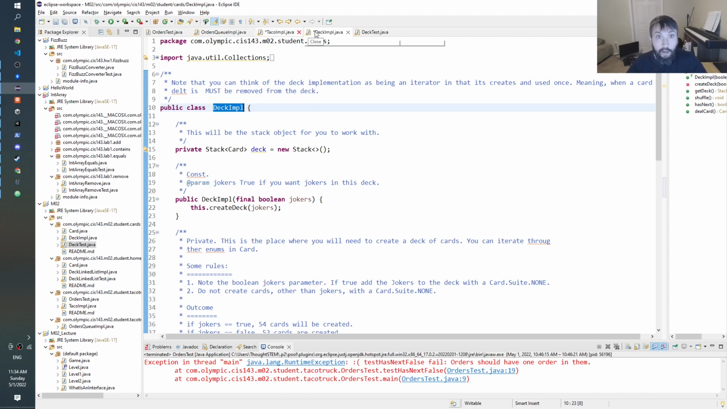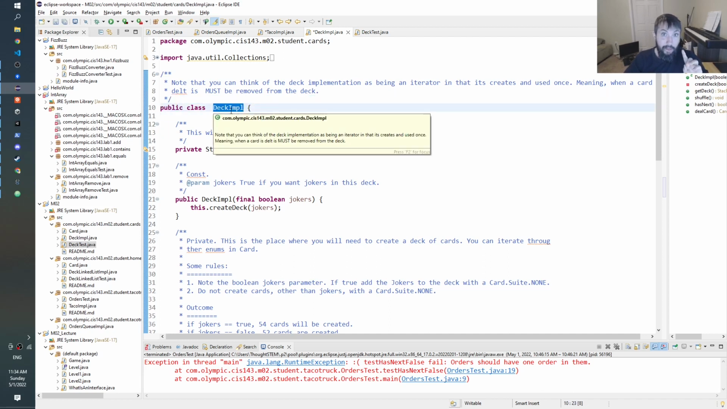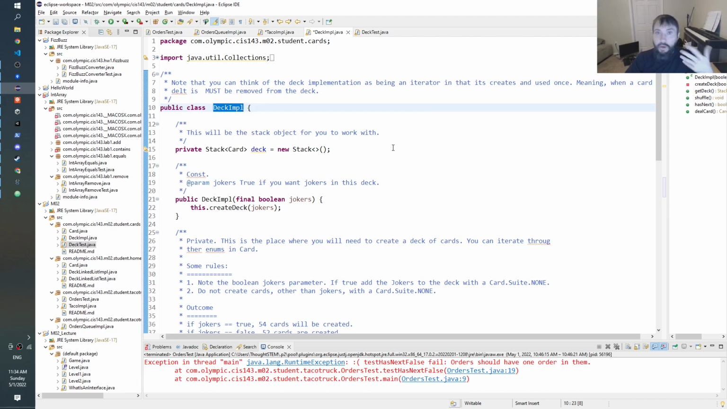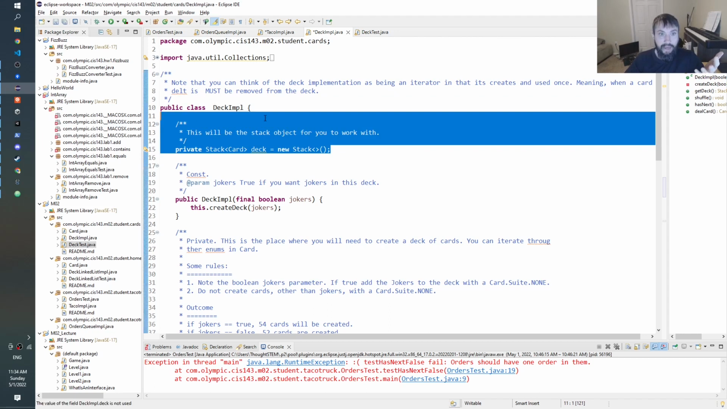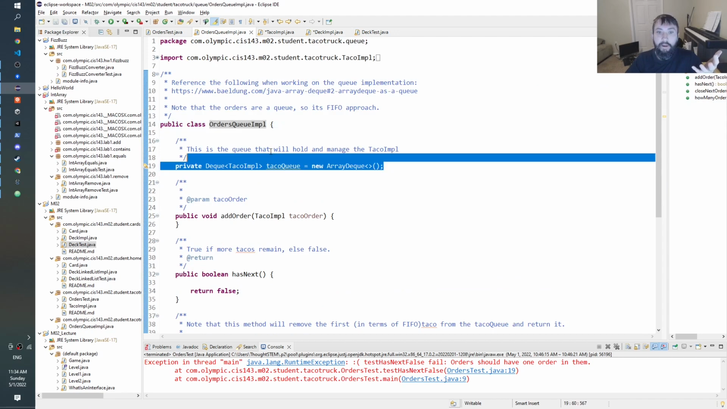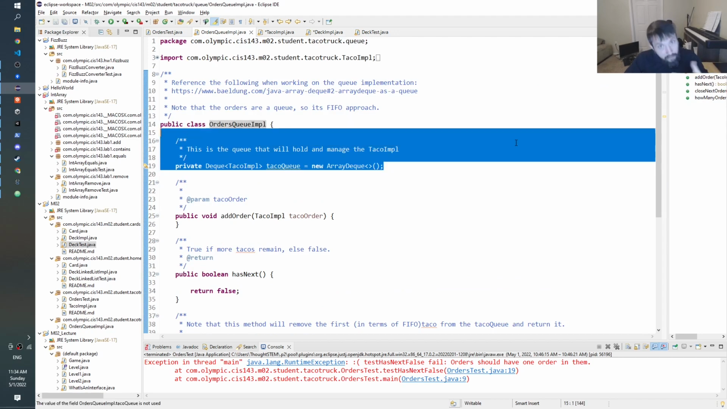Now, I want to point out one other thing that is a commonality between the taco truck example and the deck of cards example. And maybe you noticed it because I mentioned it earlier, that this is also a wrapper class. So we have two wrapper classes here. We have deck_impl, which wraps around another data structure, one of these abstract data types, a stack. So deck_impl wraps up a stack, whereas orders_queue_impl wraps up a deck. Again, this is a very, very common pattern to see, a wrapper class.